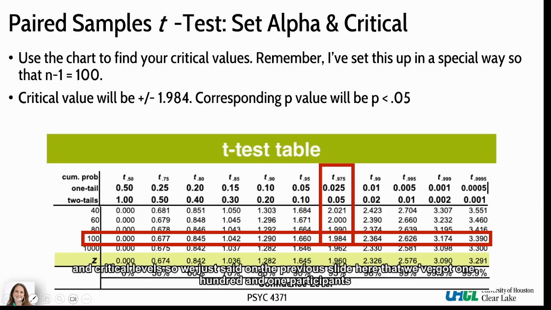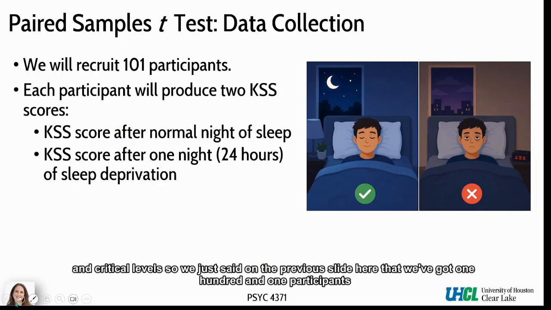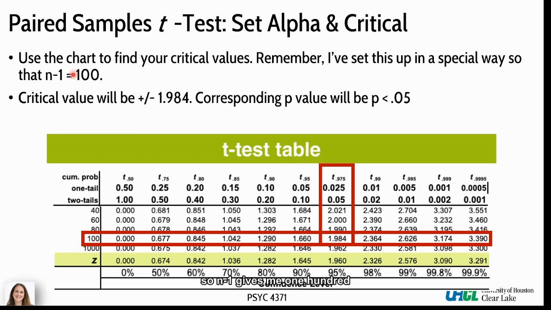So we just said on the previous slide here that we've got 101 participants. So n minus 1 gives me 100 for our degrees of freedom. And we said that this was going to be two-tailed at a 0.05 level. So if I follow 100 participants and a t.975 in two tails, 0.05 right there, my critical value is 1.984. So the region under the curve bounded by our criticals is going to be between positive and negative 1.984.